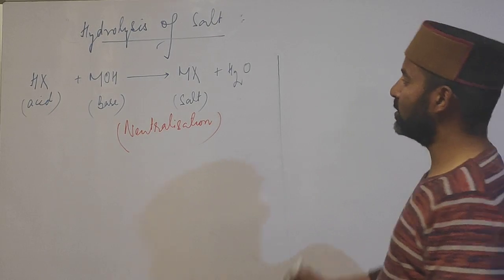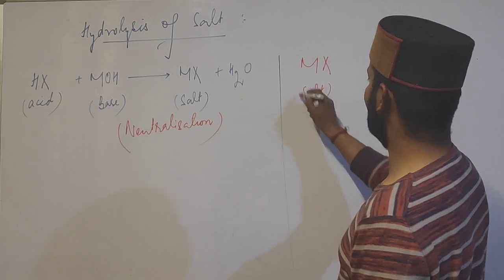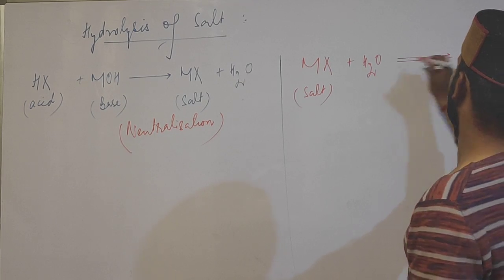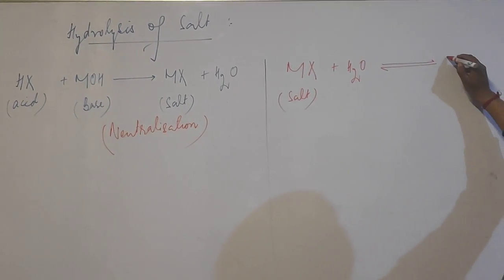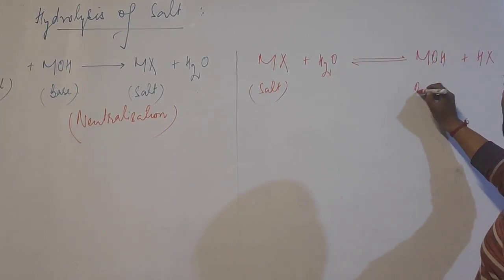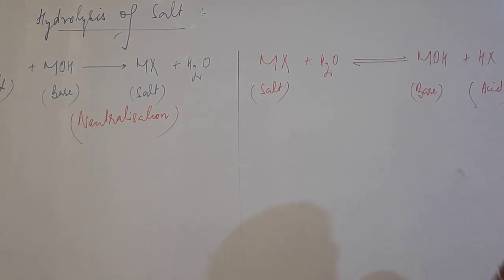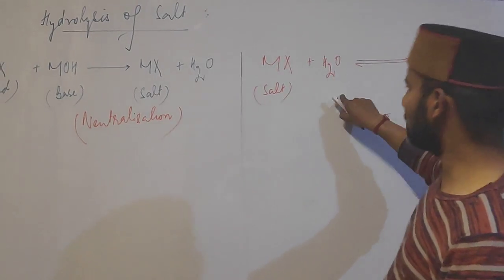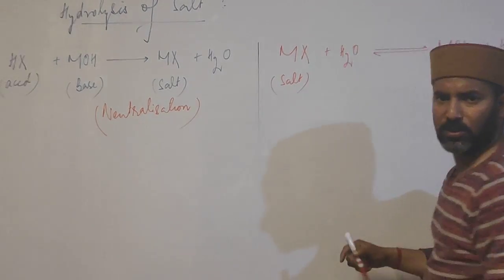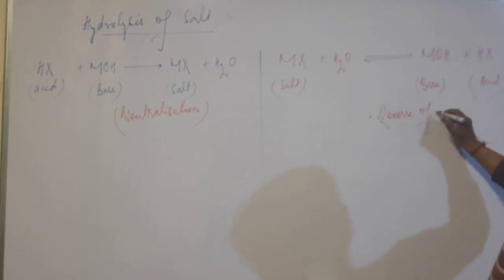So this we have learnt that when acid and base react to give salt and water, this reaction is called neutralization. Now students, I'm writing another reaction where I have a salt MX, and in water we get MOH and HX, that is base and acid. Now students, when we look at this reaction carefully, we observe that this reaction is what? Reverse of neutralization. This reaction is reverse of neutralization.